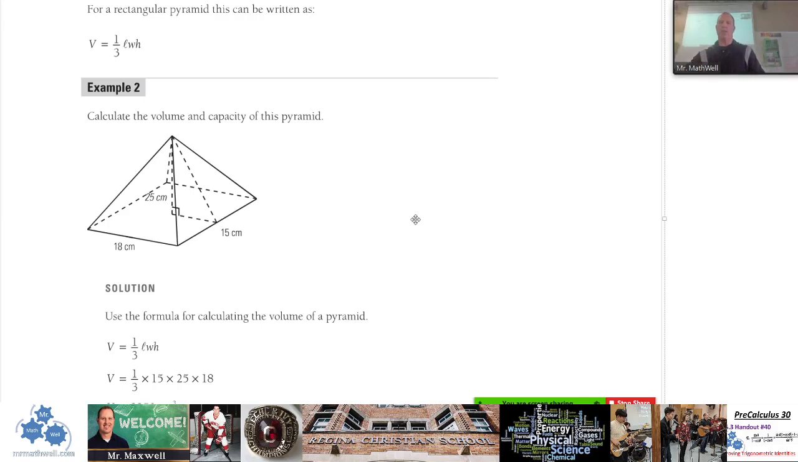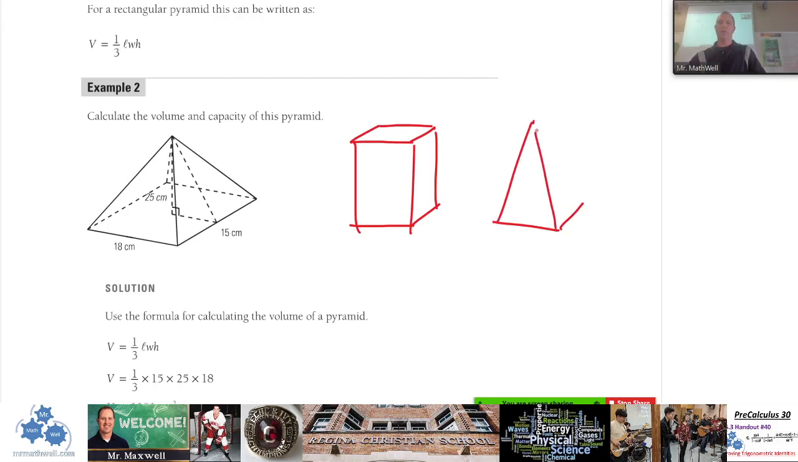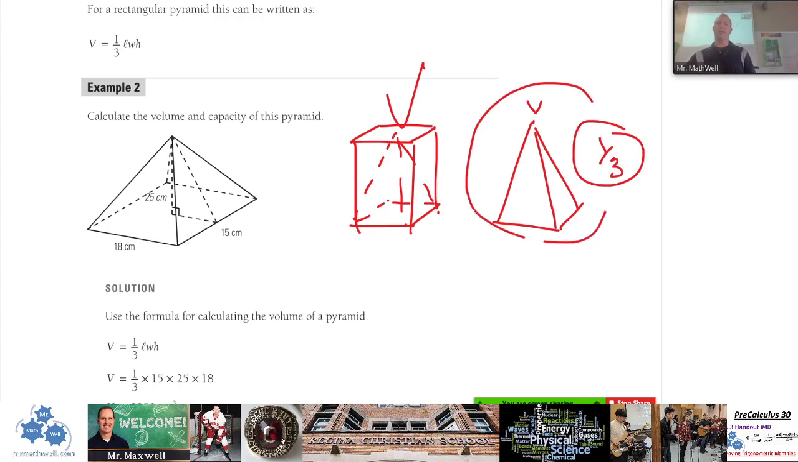Okay, so we talked about this. A prism, right, has the same bottom and the same top, right? A pyramid has a point at the top. So if you look at these two, obviously the volume of this one is going to be much bigger than the volume of this one, right? Because this pyramid could fit inside of this prism like this. And obviously it doesn't occupy as much space. And the factor is this is 1/3 the volume right here, the pyramid.